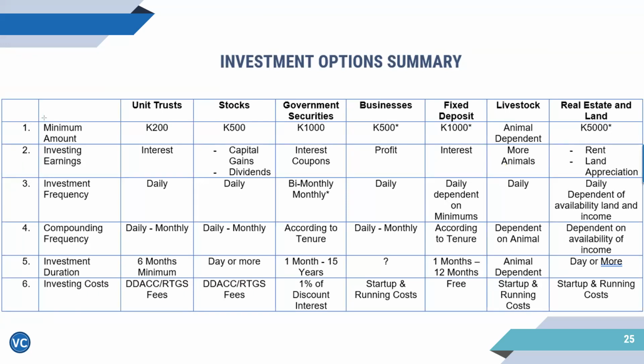We have the minimum amount to invest. So if we look from unit trust all the way to real estate, the cheapest is unit trust. It's 200 kwacha. Every time you have 200 kwacha, you can invest into a unit trust.